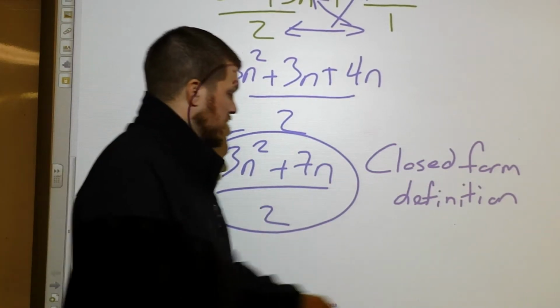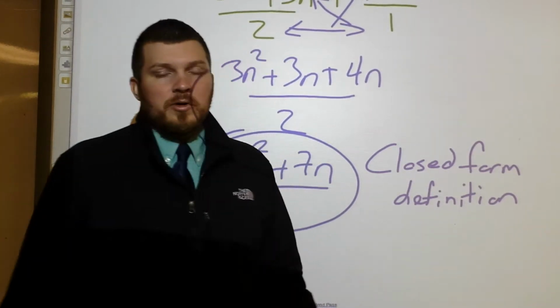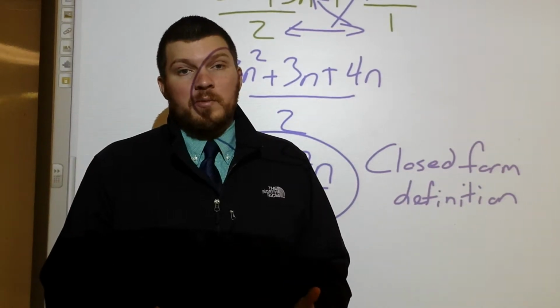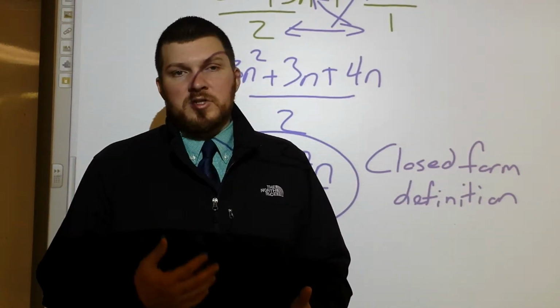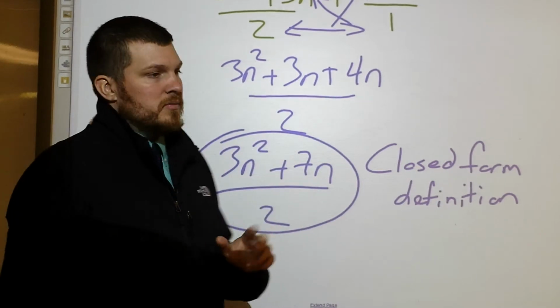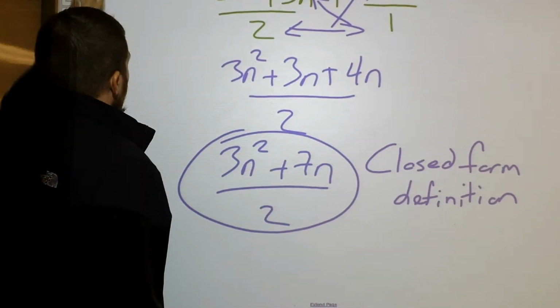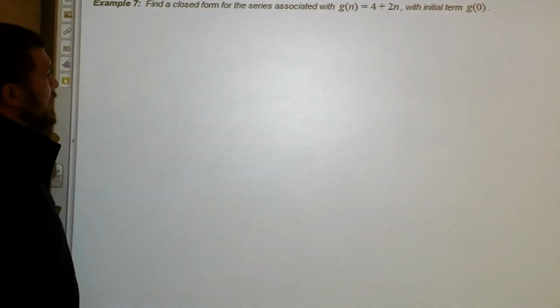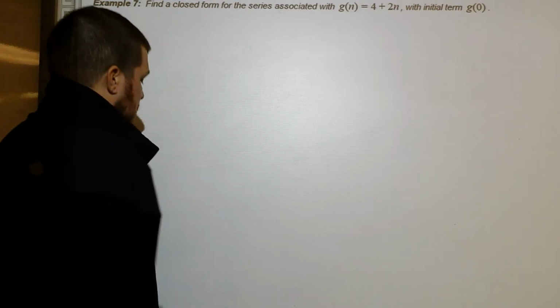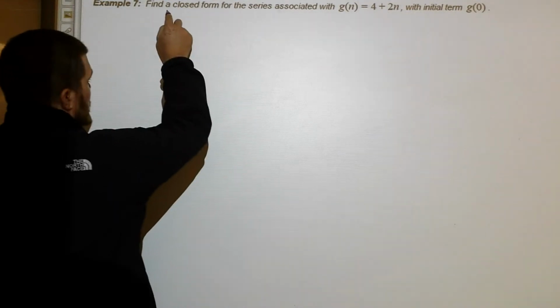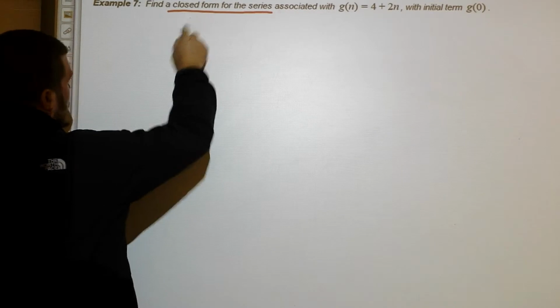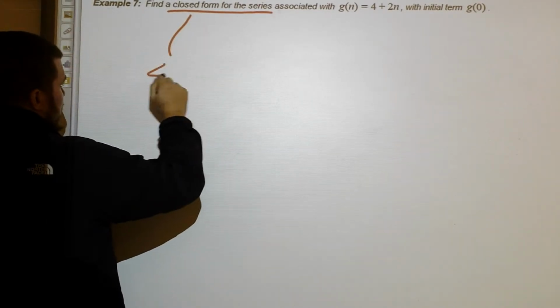Okay, so let's do another example. It's going to be the same idea. We're going to use the sum identities to rewrite a problem, but the wording of the problem is just slightly different than this one was. So watch out for that. In this example, we want to find the closed form for the series. Anytime you see that phrase, closed form for the series, what that means is we're going to be using sigma notation.